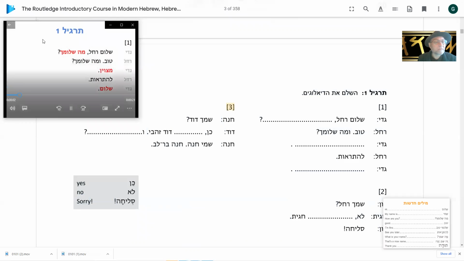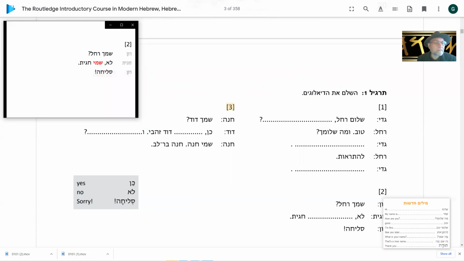רחל, מה שלומך? טוב, ומה שלומך? מצוין. להתראות? שלום. שמך רחל? לא, שמי חגית. סליחה. שמך דוד? כן, שמי דוד זהבי. ומה שמך? שמי חנה. חנה בר-לב.